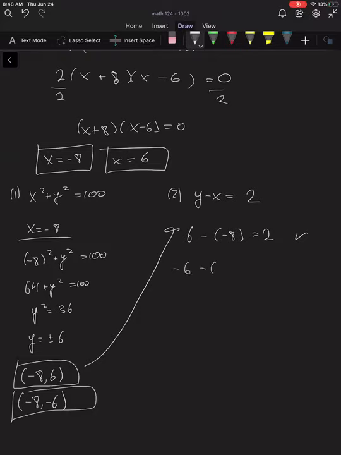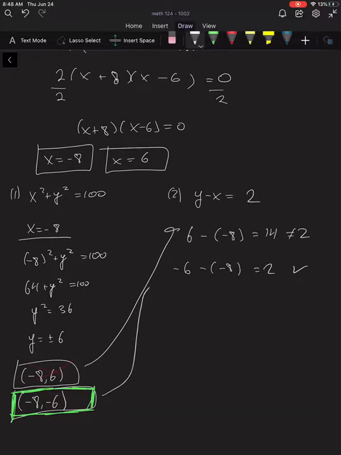Oh, sorry, no, the first one's wrong. This is going to be equal to 14, which does not equal 2. So that tells us that the point minus 8, 6 is not going to work. However, the second one, if we plug that in, we get minus 6 minus minus 8, which does equal 2, so that works. So we have to get rid of the first one because it does not work, but this point over here does work. So this is going to be one of our answers.